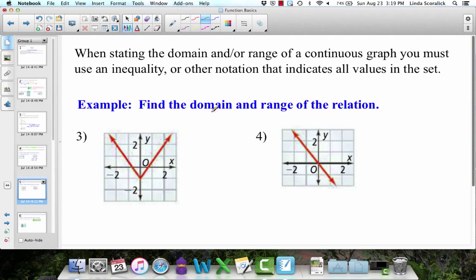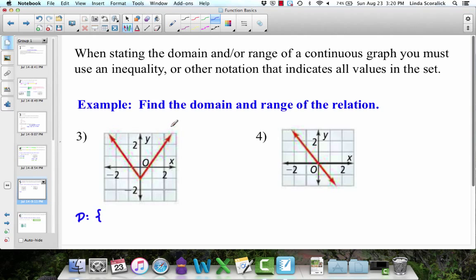So when stating domain and range of a continuous graph, you have to use an inequality or other notation that indicates all values in the set, because there are infinitely many numbers between each of those integer values that we recognize very easily on a graph. So for example, between the 0 here and the 1 here, there are infinitely many numbers because of all the decimal values that are included. So if we wanted to list the domain for this graph, we would be focusing on the x values.